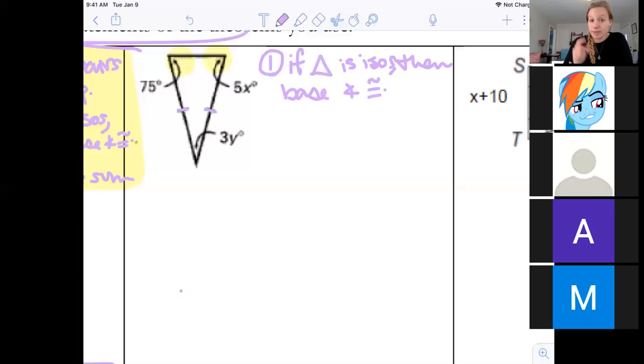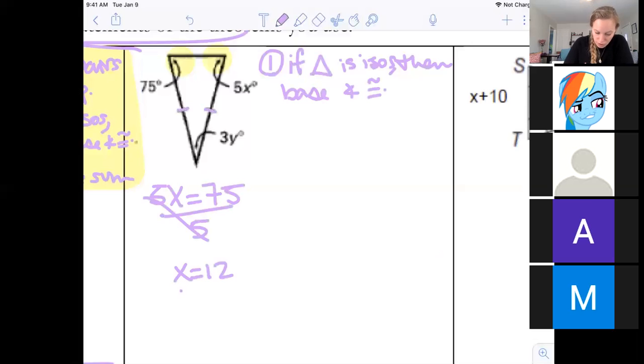And if we know they're the same, we're just going to set them equal. So 5x equals 75. Everyone good so far? Any questions? Okay, divide by 5. X equals, not 12, 15, I believe. 13. Oh wait, no, 15. Am I right with 15? Yeah. Okay, good. 15. That gives me x though. Can somebody new tell me how to find y?